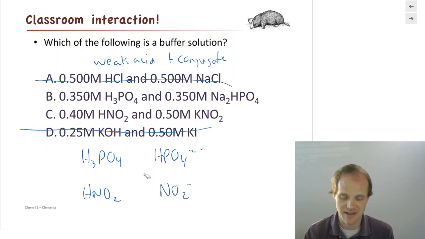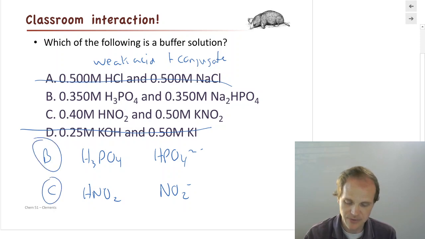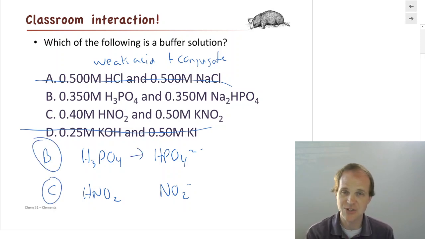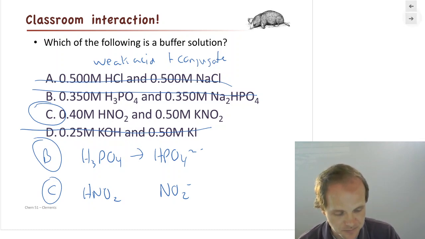The nitrite ion. All right, so which is it? Is it number one? I guess we can use our letters here. Is it B or is it C? Hopefully, as you're looking across this, you say, hey, Professor Clements, H3 to H1, that's a loss of 2 protons. That's not a conjugate, right? And it's not. And so we're left with C, which is a weak acid, HNO2, and its conjugate base, NO2-, would be a buffer solution.